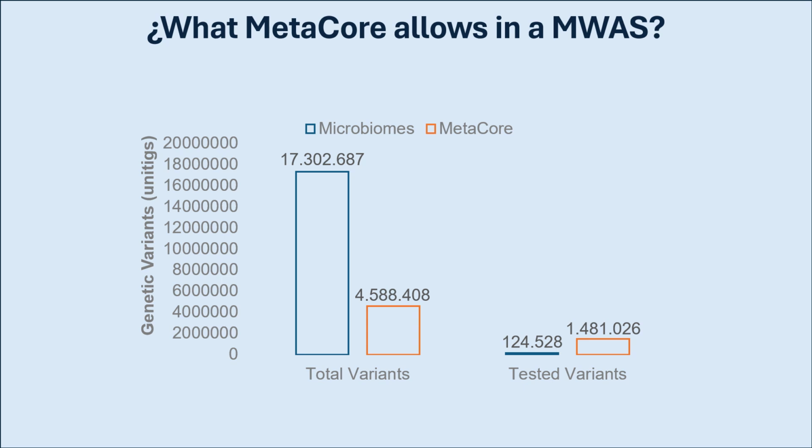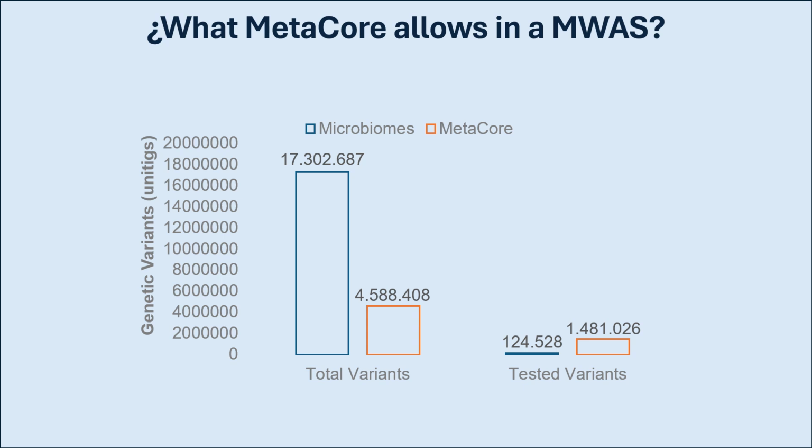MetaCore was tested with 84 samples, 23 positive for the textile dye degradation phenotype and 61 negative for the phenotype. MetaCore allows us to reduce the total amount of variants by almost 74% when compared to the total amount of variants in the microbiomes. Additionally, in a linear mixed model, with variant frequency of 20% or more, it allowed us to test almost 11 times more variants in the model.